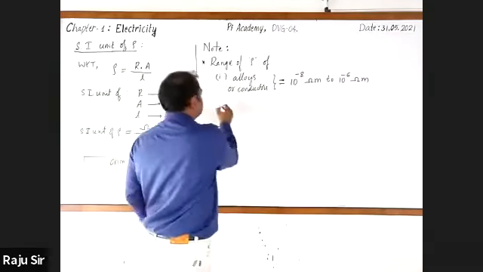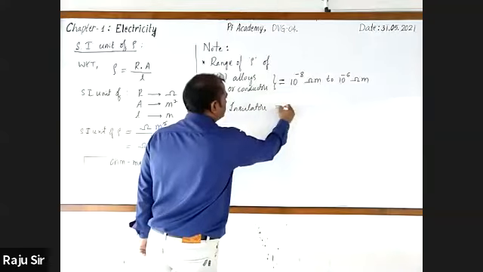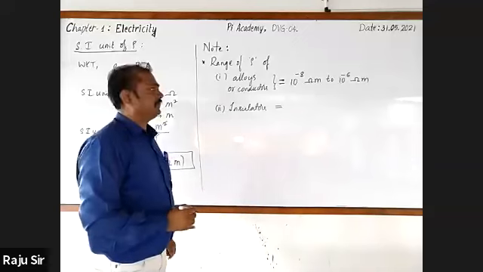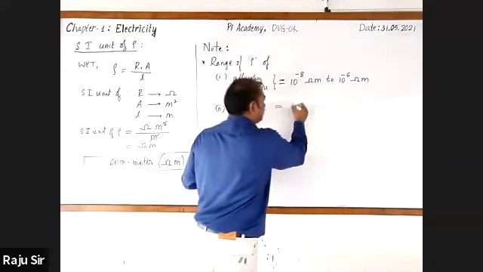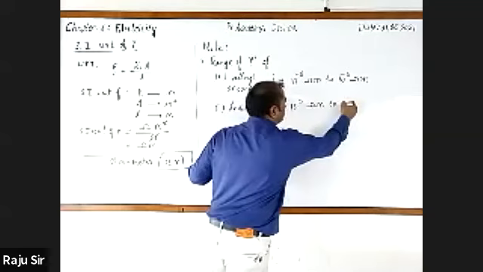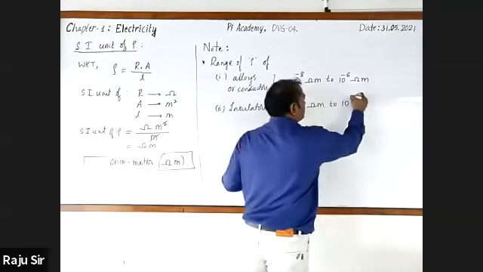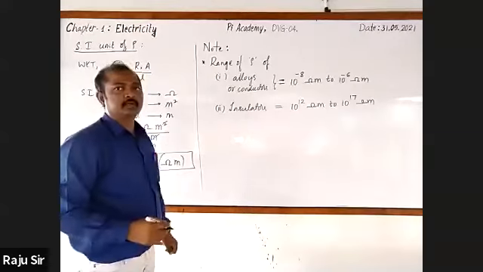Next, second one, insulators. The range of resistivity of insulators, it is 10 raised to the power 12 ohm meter to 10 raised to the power 17 ohm meter.